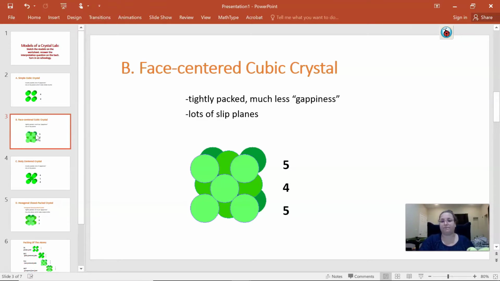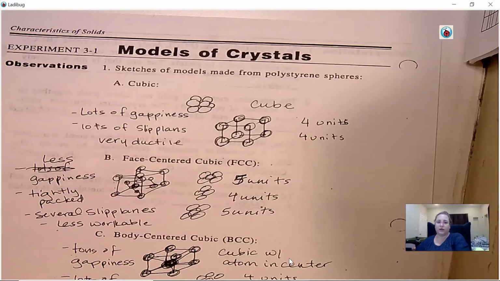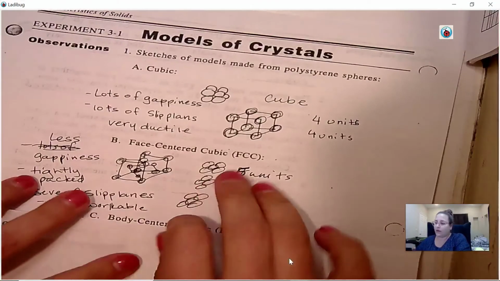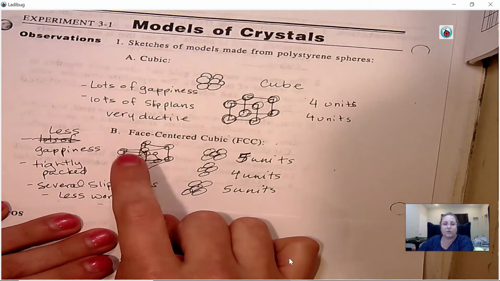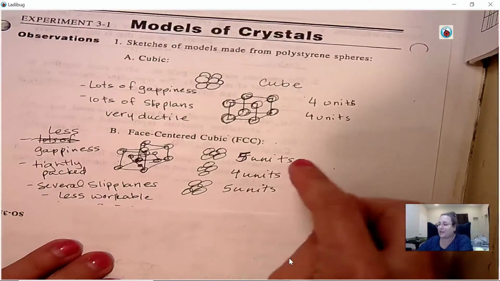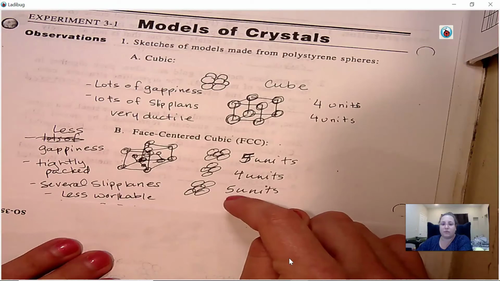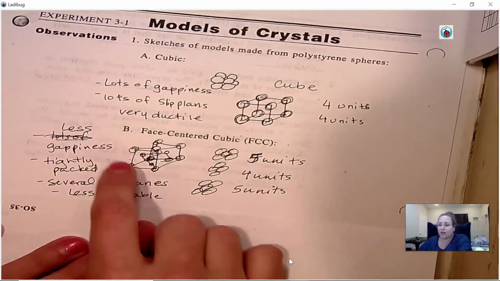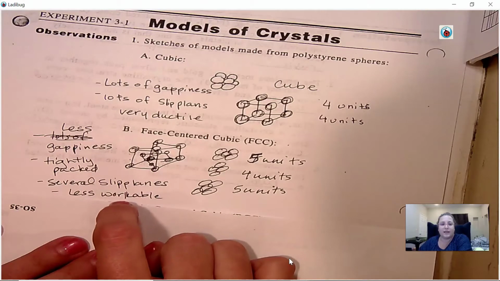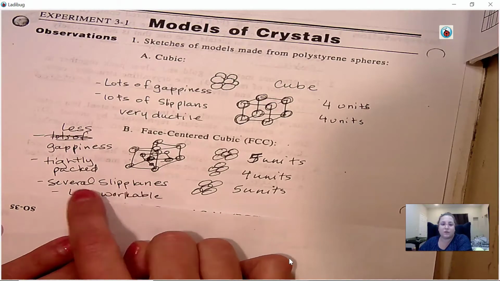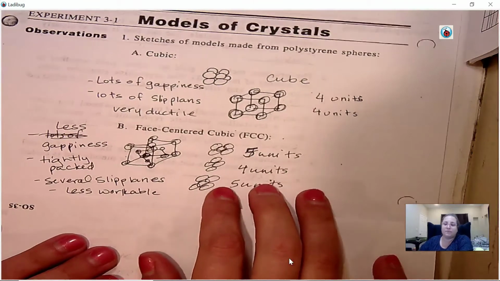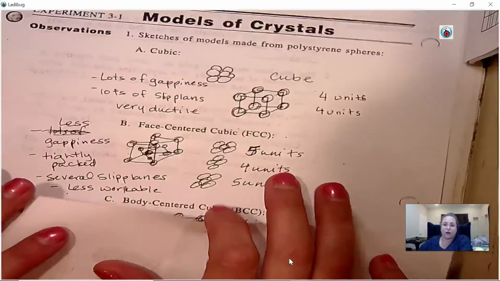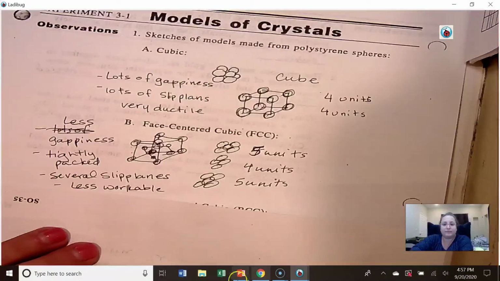There's not a lot of space in it, so it doesn't have a lot of gappiness, but it does have lots of slip planes. So if I go back to my picture here, you can see that when I drew this one, I just drew 2 cubes, and then I drew another cube kind of in between it. That one was kind of hard to draw. So that's why I did it like this, where I had 5 units on top of 4 units on top of 5 units. And we said that it has a lot less gappiness, it's more tightly packed, and it had several slip planes. Because it had those slip planes, it makes it less workable. And workability means that you can only manipulate it so far before the material seizes up.